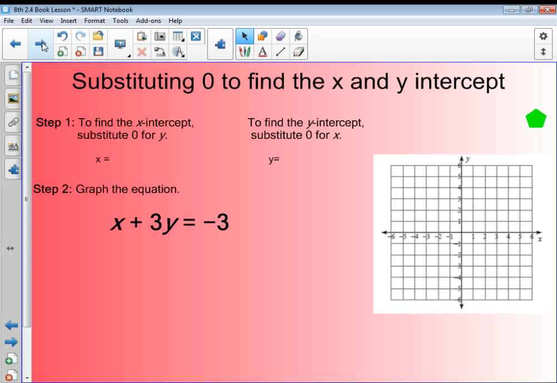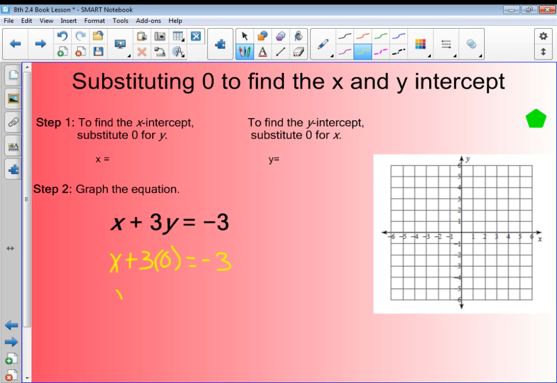We're going to substitute in a 0 wherever y is in our equation, and then we're going to solve for x. So here's our first step: wherever we have a y, we're going to put 0. So we have x plus 3 times 0 equals negative 3. Now if we simplify, we have x plus 0 equals negative 3. To get rid of our 0, we would subtract 0 from both sides. So we just found out that our x-intercept equals negative 3.